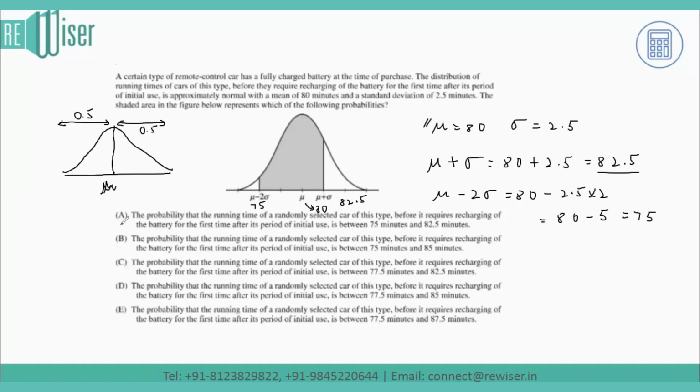So now we'll start reading the options. Option A says the probability that the running time of a randomly selected car of this type before it requires recharging of the battery for the first time after its period of initial use is between 75 minutes and 82.5 minutes. So reading the first option A, we can see from the bell curve that this is true. It is lying between 75 minutes, which is the value of mu minus 2 sigma, and 82.5 minutes, which is the value of mu plus sigma. So option A is the correct answer for this particular question.